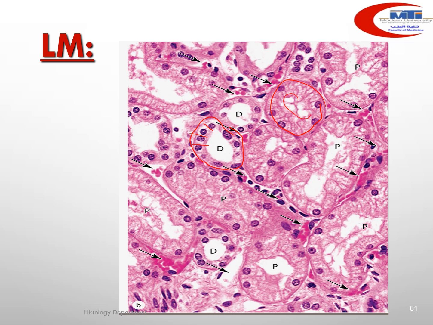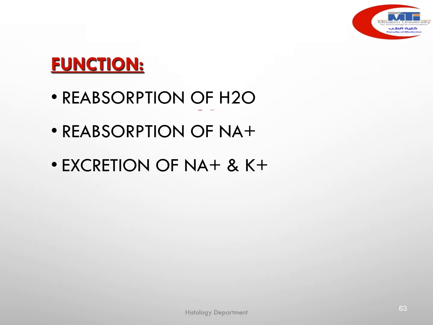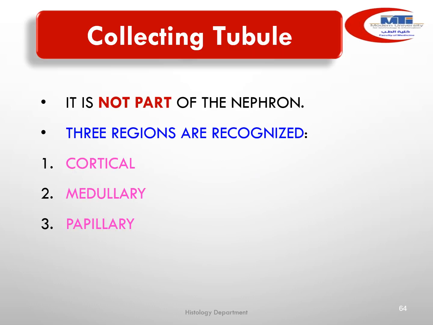The lumen of the proximal convoluted tubule is filled with microvilli, whereas the lumen of the distal convoluted tubule is free of microvilli, because the microvilli in the distal convoluted tubule are very short compared to the proximal. This is the distal convoluted tubule. The microvilli are very short. You have a lot of mitochondria for ion transportation, and little pinocytotic vesicles at the surface. Its main function is the reabsorption of water and sodium, and the excretion of some sodium and potassium.